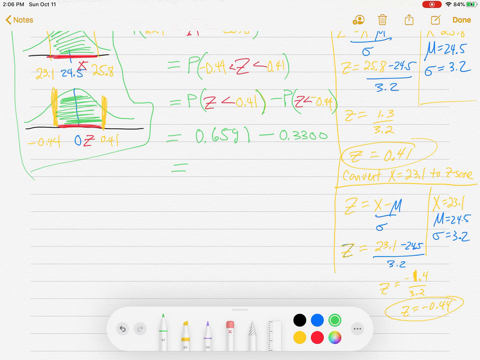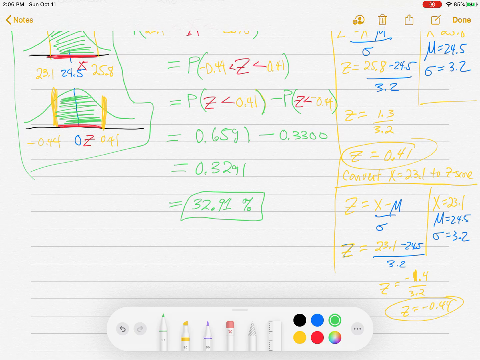0.3300. Okay, so I got to subtract those. I take 0.6591 minus 0.3300, and you get 0.3291.